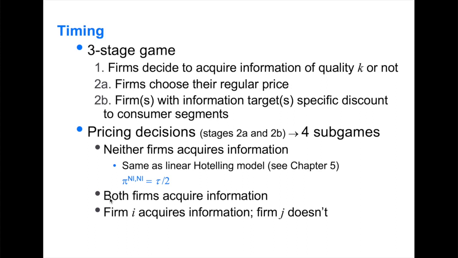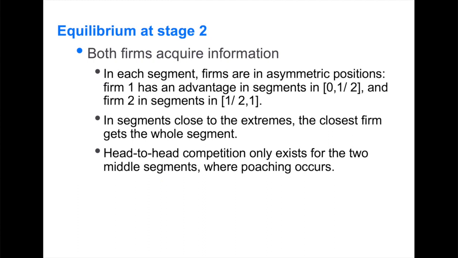Another subgame is the one where both firms use the information they have. And finally, we have 2 subgames where one firm uses information and the other firm does not. We need to find out which prices firms choose in any of these subgames. We already know the subgame where they don't acquire information. We need to look at these other 3 subgames now. So let's start with the situation where both firms acquire information.